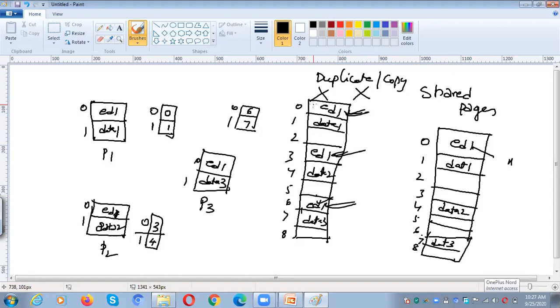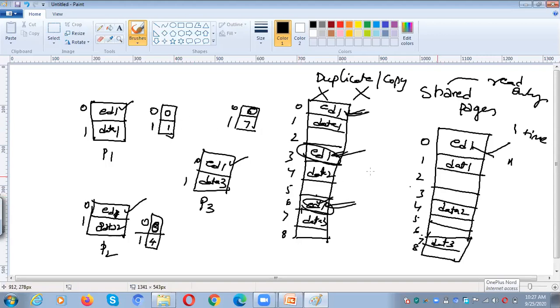In order to avoid such a problem, these pages are called shared pages. Shared pages means the pages are the same for all the processes, and those pages are read-only pages. That means they are not modified by the other processes. If they are shared pages, then we can keep them in the main memory only one time. So here also 0, here also 0, so that we can save this frame and this frame.